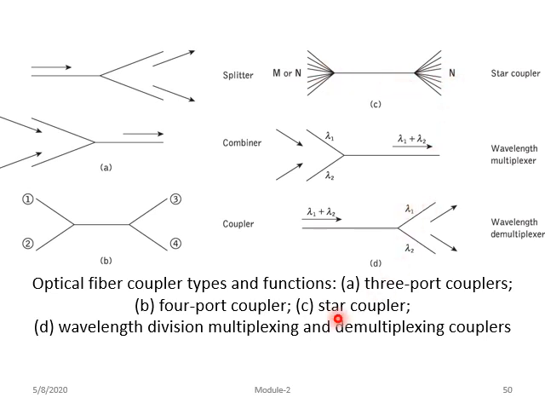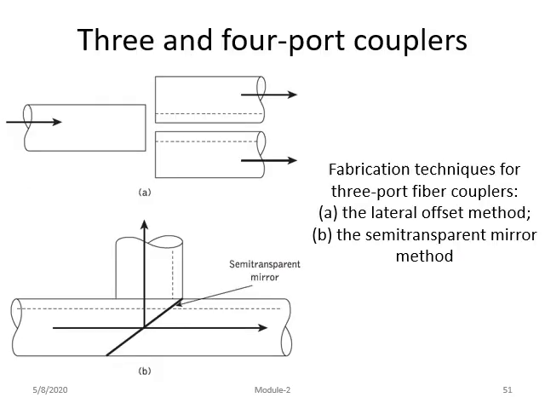So wavelength division multiplexing means here one wavelength is coming in one fiber, another wavelength is coming in another, they are matched and passed. This is like a three port coupler, but the wavelengths are matched here. Wavelength multiplexing, wavelength demultiplexing, that is dividing. So these are the different varieties of fiber couplers mentioned here in a single diagram.